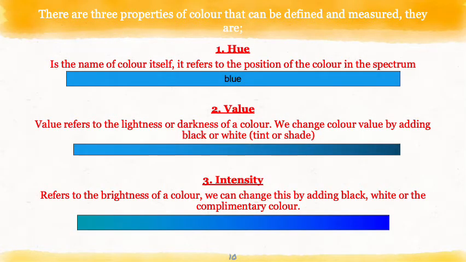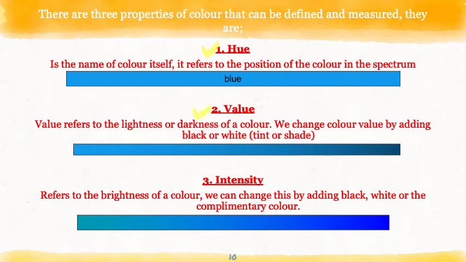So, what are some words we can use to describe colors? First of all, we start with the hue. This refers to the name of the color itself, such as blue, red, yellow, green, mauve, whatever it is. Now, this pertains to the name of the color itself.